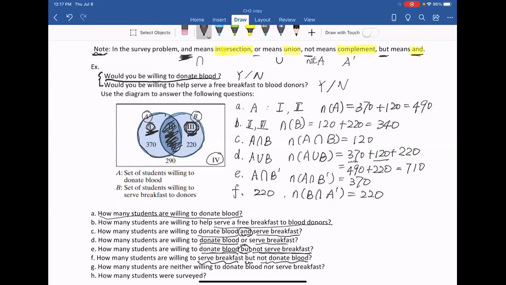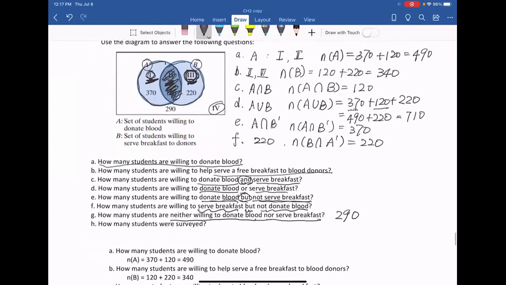Next one, how many students are neither willing to donate blood nor serve breakfast? Neither willing to donate blood or serve breakfast. So the students answered no for both of the questions. Are we looking for region 4? Yes, that's 290.